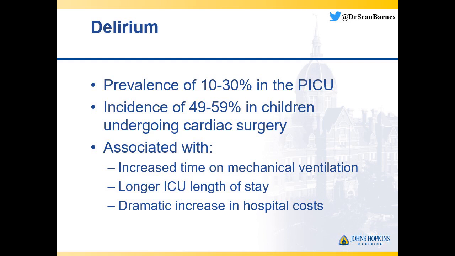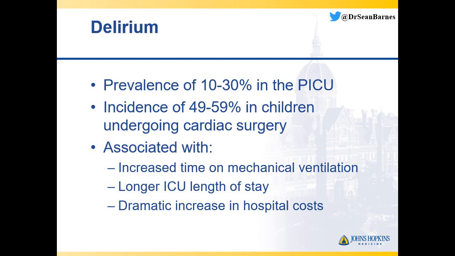critical care world. We know that the prevalence ranges from 10 to 30%. That's very similar to the adult population. And if you look at subspecialty populations, such as those children who've undergone cardiac surgery, you'll see that it could be as high as almost 60%. Again, very similar numbers to our adult counterparts.